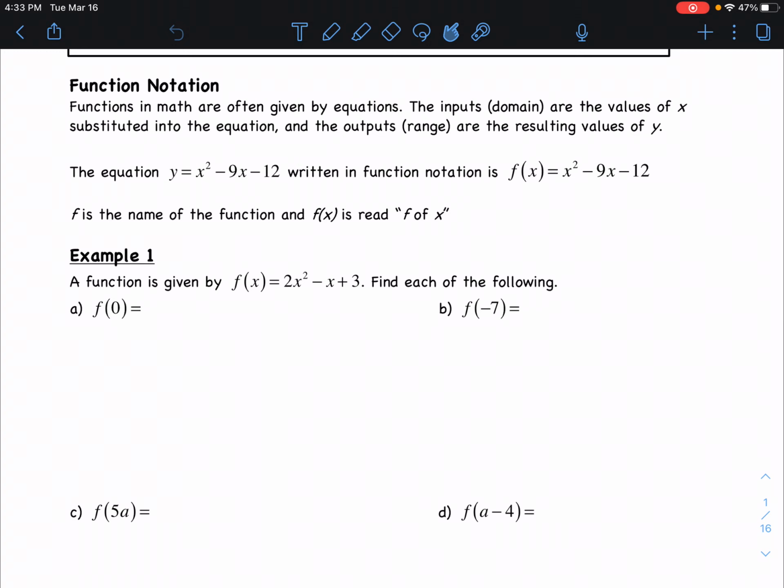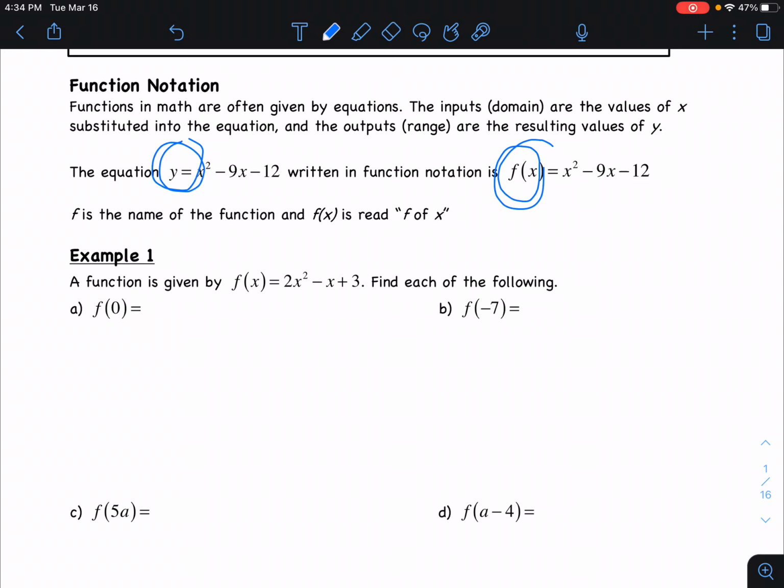Now, the term notation is just the way we write something. That's literally the definition of it. Notation is the way we write something. So when we say function notation, that just means instead of writing y equals something, we're writing f of x equals something. F is not a variable. F is just like the first name. Like this function's name is Frank because it starts with F.